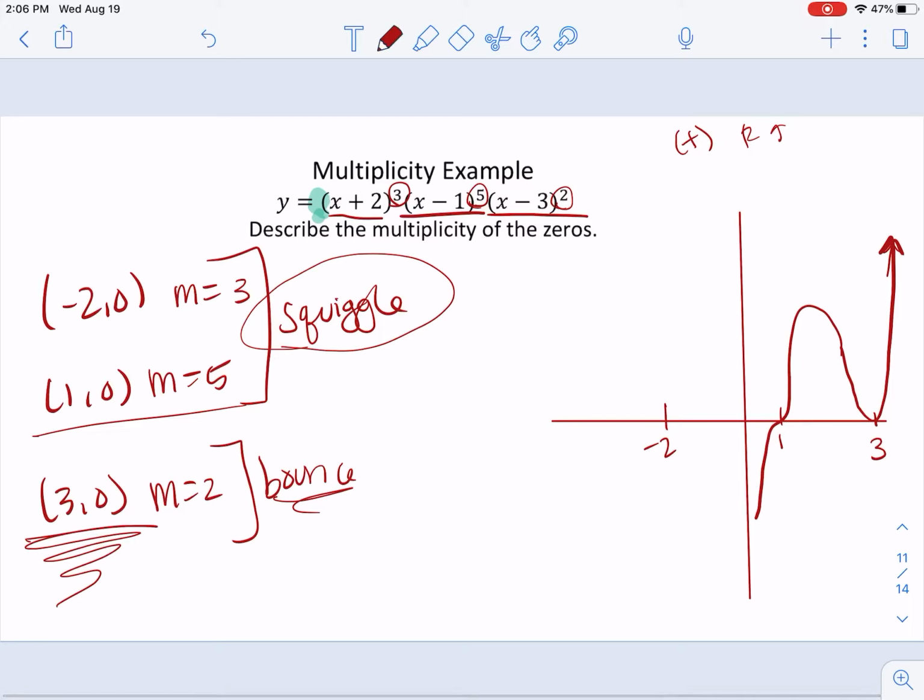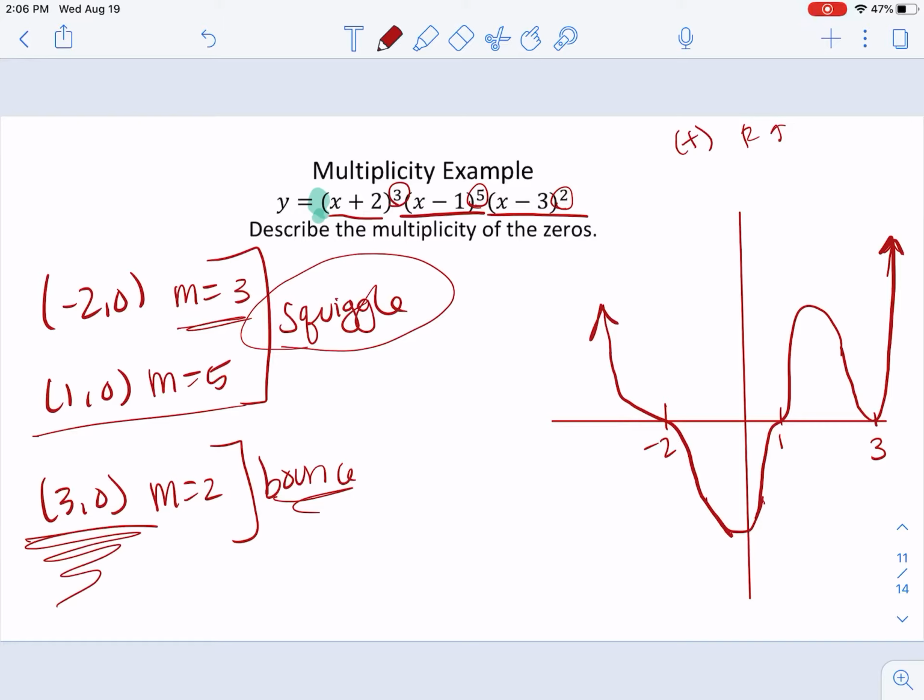And then we can do the last thing here. This one is also a squiggle. As we turn around and come up to it, I'm going to start on the other side because I think it's easier to draw this way. It's going to do that weird kind of squiggle through it. And that is sketching a graph using multiplicities.